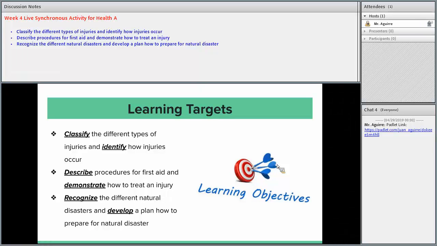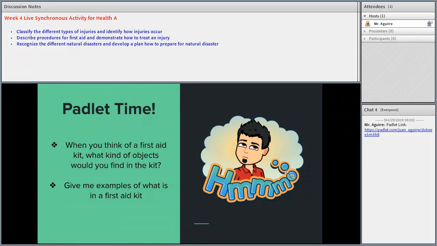Then we're also going to recognize the different natural disasters and how to develop a plan to prepare for natural disasters. So get those quizzes out and use this to help you prepare so you can get 100% on your quizzes. All right, so let's move on. Go ahead and click on that link for the Padlet in the chat box.